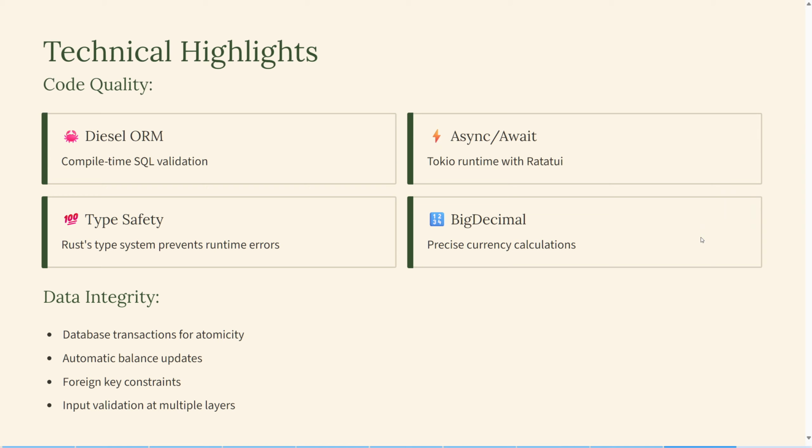And for the technical highlights, we use Diesel to provide compile-time SQL validation. We use Tokio for async HTTP with the synchronous UI event loop. BigDecimal handles currency without floating point errors. All balance updates use database atomic transactions.